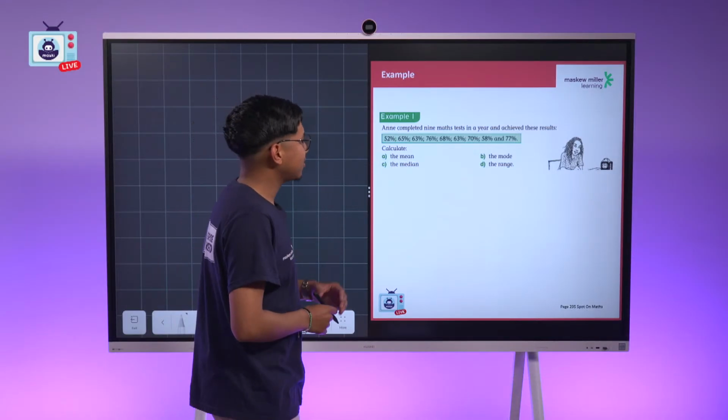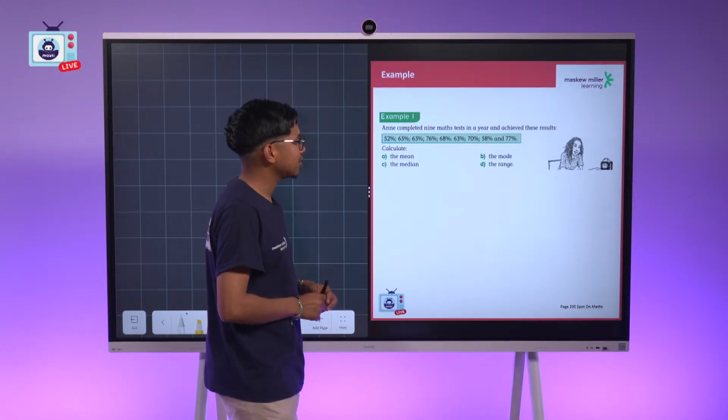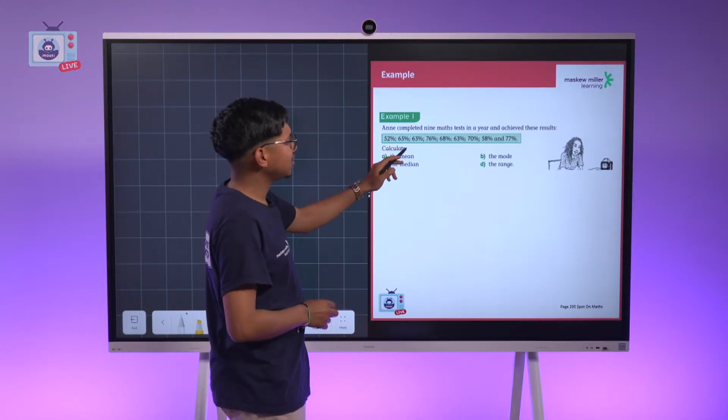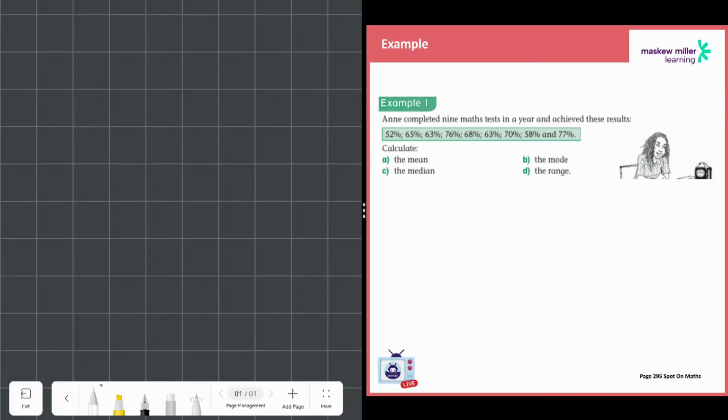The example given is a scenario as follows. It says there that Anne completed 9 math tests in a year, and she achieved the following results. And there's the results given. And they're asking us to calculate the following. The first one is asking us to calculate the mean. Okay? So what do I understand by mean?